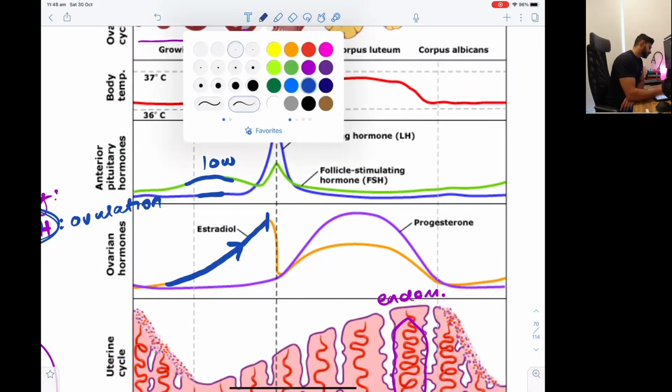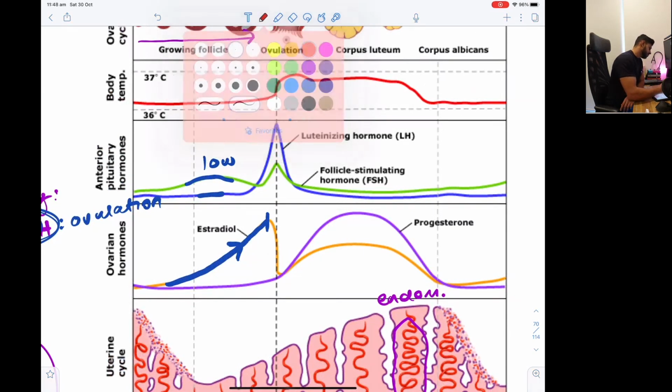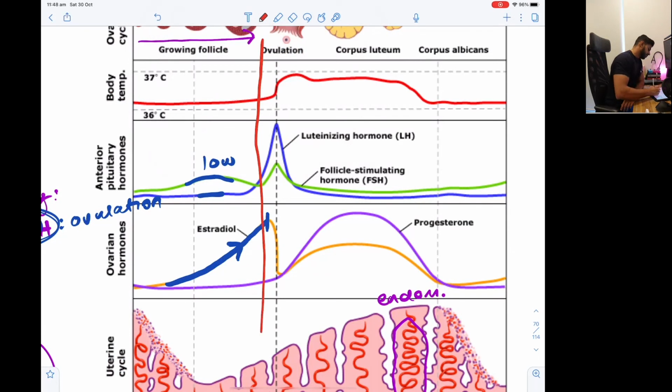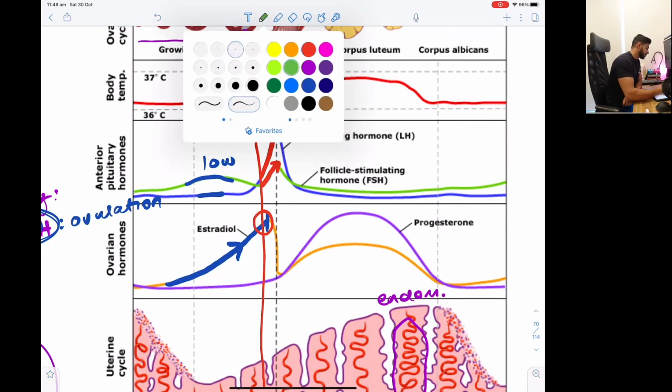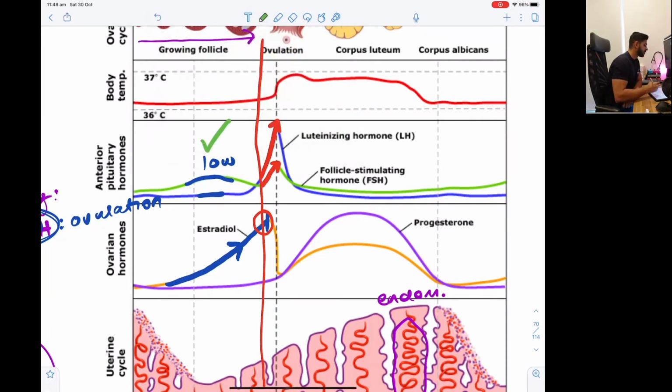Something magical happens at this point here. Is it the spike in luteinizing hormone? Yeah, it's quite weird. Estrogen is still high, but suddenly both FSH and LH spike very significantly. Does everyone see that? So far you understand everything up until this section: negative feedback is why FSH and LH are low, and you understand why estrogen is high. How did it suddenly change?